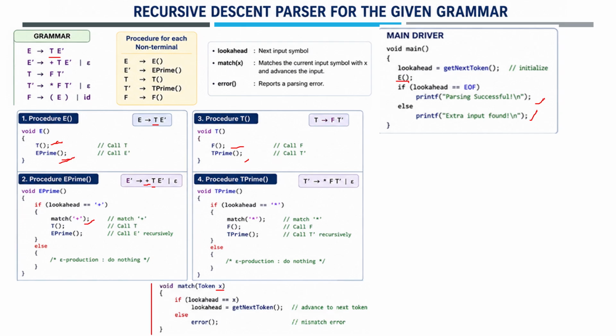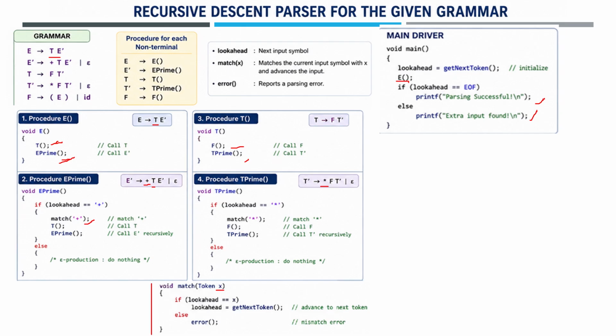So again, what is the first symbol in this one? It is star, which is a terminal. So if it is a terminal, just make a call to the match function by passing the terminal. If look ahead equal to star, match star, call that match function. This match function will take care of it.